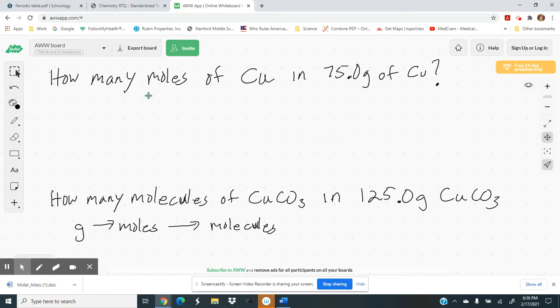So this one just asks how many moles of copper. How many moles of copper in 75 grams of copper? So you're given 75.0 grams of copper, and you want to convert it to moles. That's not where I'm going to stop. Once we have moles, we could also convert it to atoms because this is an element. And remember, in order to turn grams to moles, we need the atomic mass.